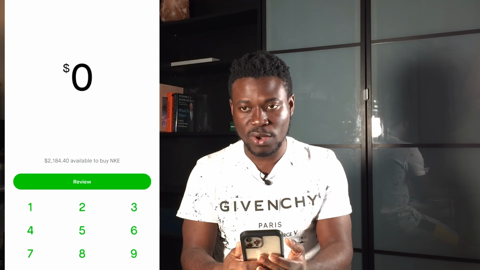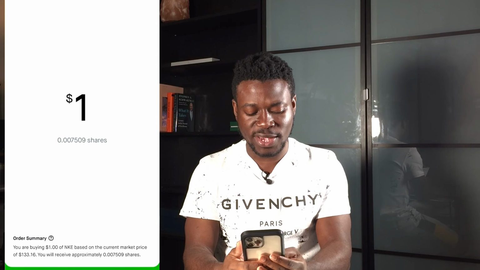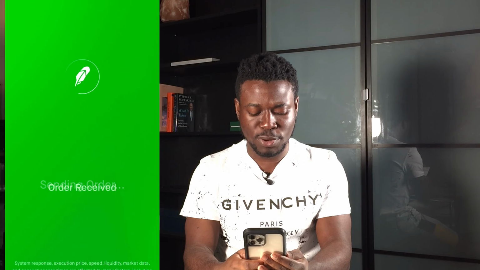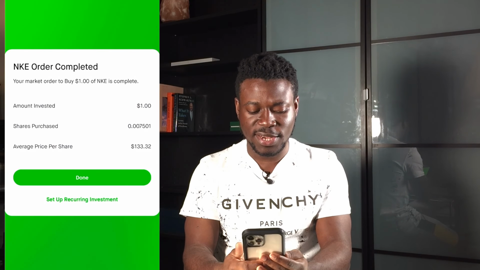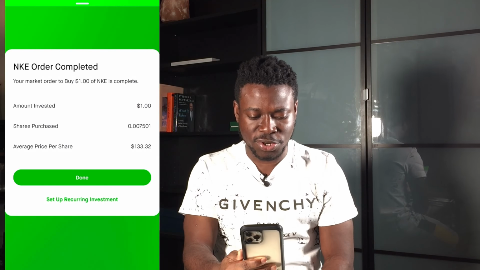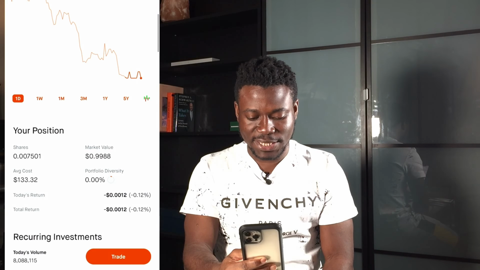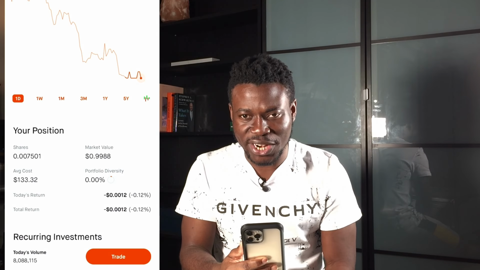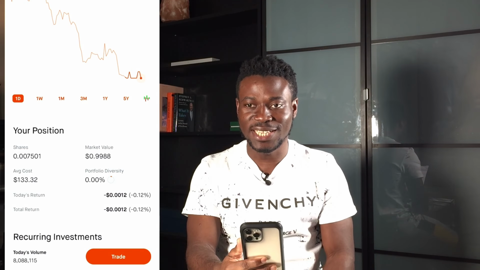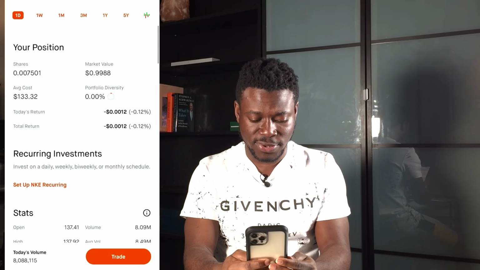So right here, I can now enter how much I would want to buy Nike. So I can say $1 and review and swipe up to submit. I just swiped, and it already says Nike order completed. And congratulations, you are now a proud owner of a portion of Nike. So that is it. Very, very easy to buy stocks.